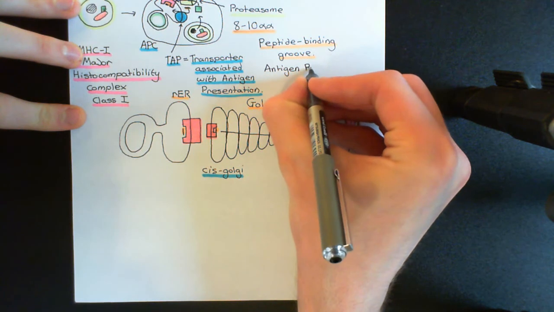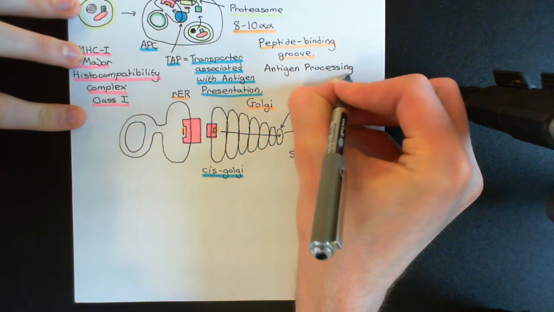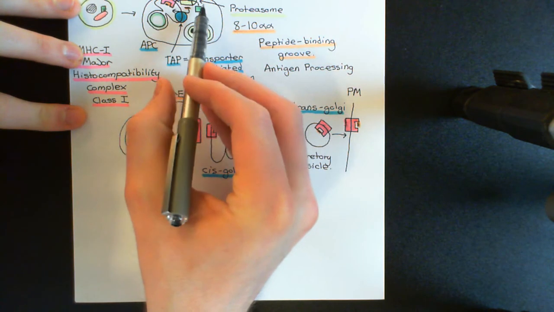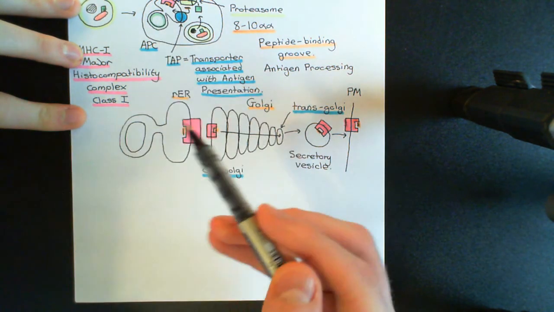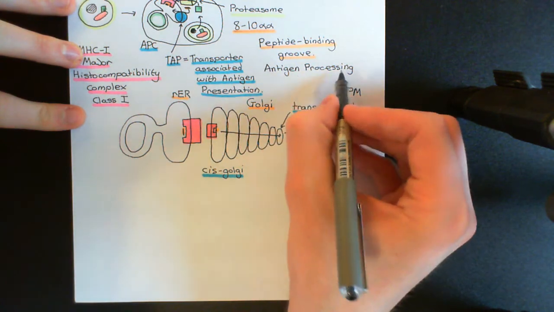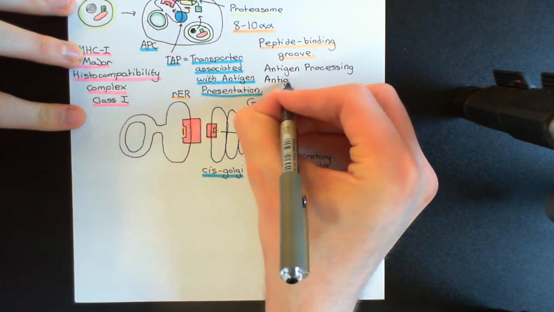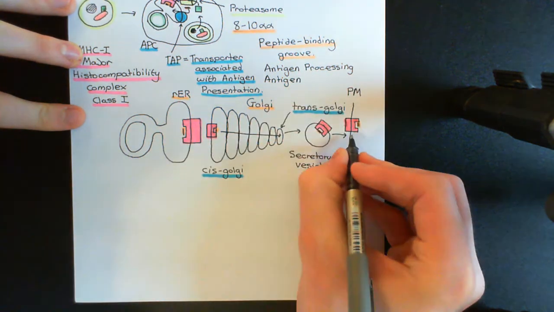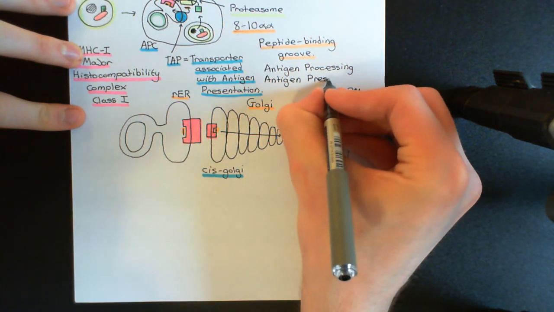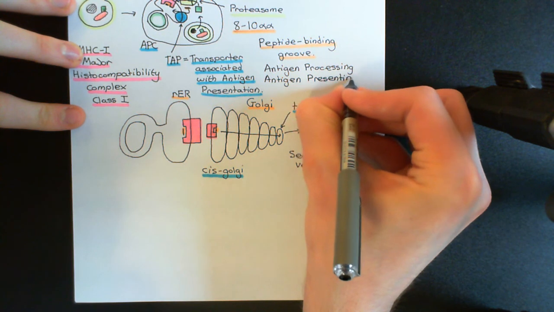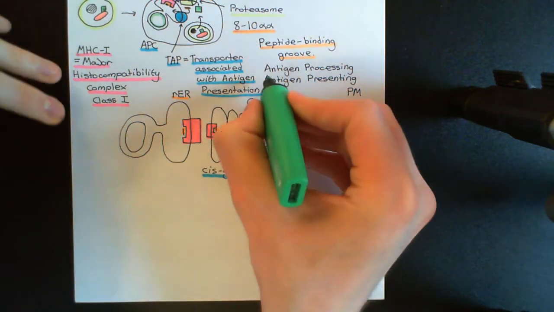I just want to make absolutely clear what these mean. Antigen processing is the process that we've just been through: taking the antigen, breaking it down into fragments, and then putting them on MHC class 1 complexes. That is antigen processing. Antigen presentation is then when you actually put these antigen fragments on the surface of the cell, this process that we've been through here. So we have just been through the process of antigen processing and antigen presentation by an antigen presenting cell.